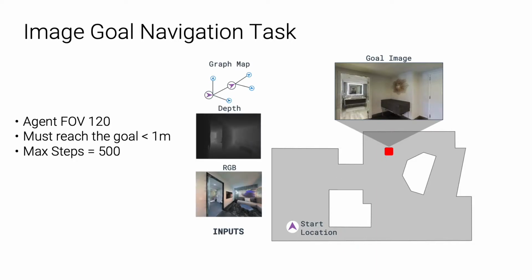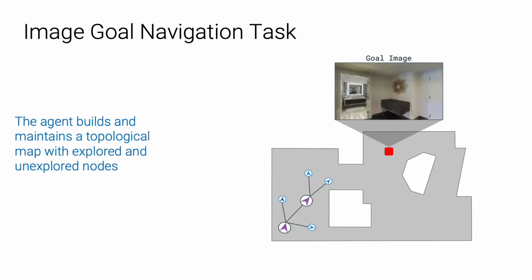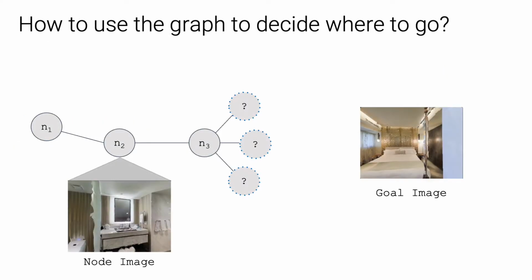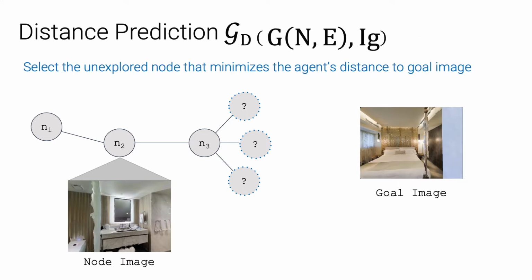The agent receives RGBD observations and actuation post readings, and in our NRNS approach, the agent builds and maintains a topological map of the environment as it navigates in search of the goal location. The topological map that the agent maintains contains both explored and unexplored nodes, where the unexplored nodes represent the exploration frontier. The agent uses the topological graph to decide where to navigate to next in search of the goal image.